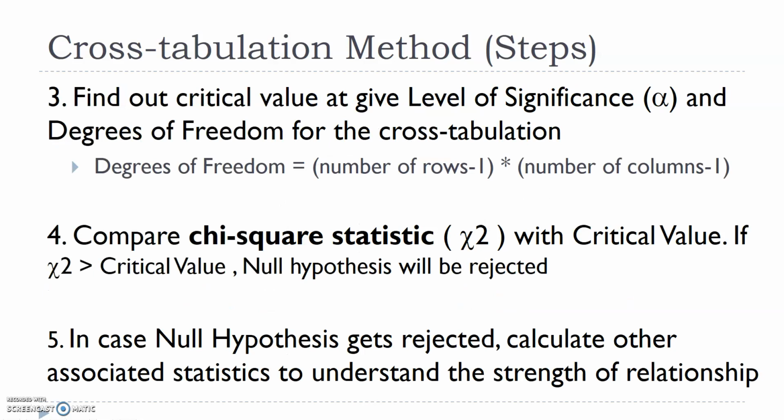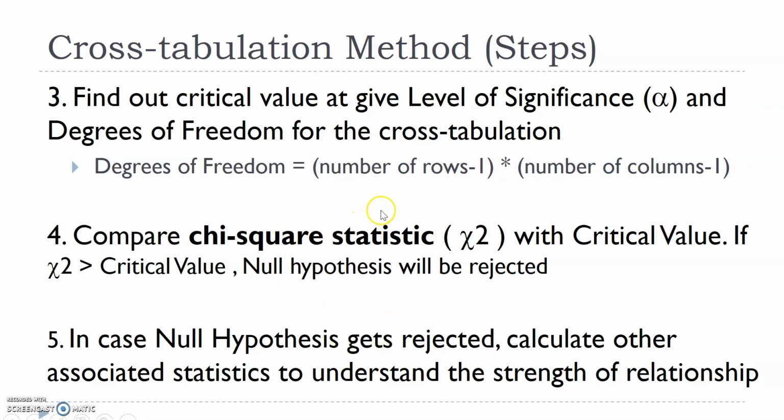Third step, find out my critical value. For cross tabulation we have to use a chi-square distribution. To find the critical value, I need two parameters. One is degrees of freedom, the second is alpha, or level of significance. In most cases, alpha is taken as 5%, or 0.05. Degrees of freedom for a cross tabulation is rows minus 1 multiplied by columns minus 1: the number of rows minus 1, multiplied by the number of columns minus 1.